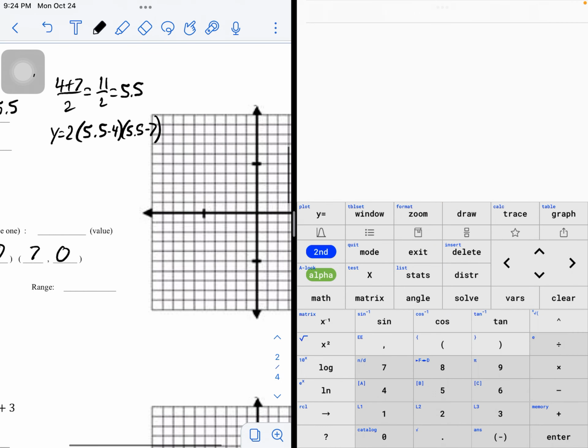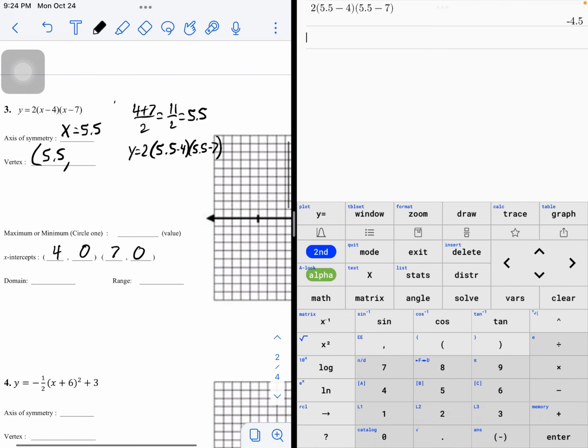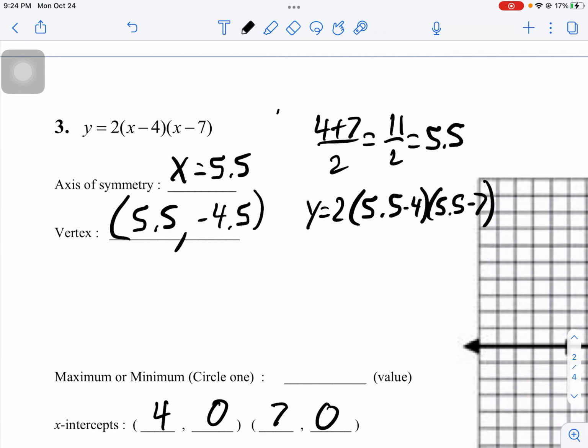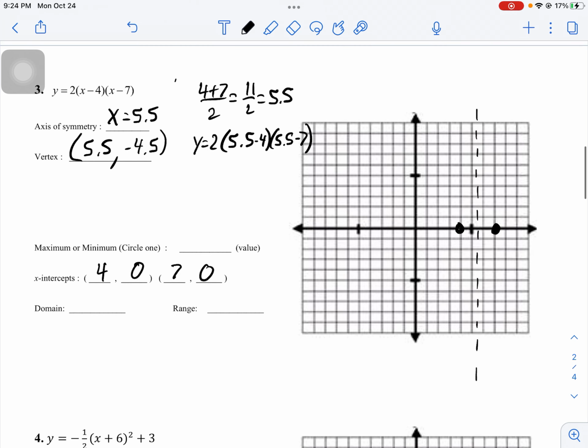Okay, so I would have 2 parenthesis 5.5 minus 4 parenthesis and then 5.5 minus 7. And we get negative 4.5. So we'll make this work. It's not the nicest table ever, but it's going to work for what we're doing. All right, so that is 5.5, negative 4. So I'm going to go over that and then down 4.5. So about right here is my vertex.